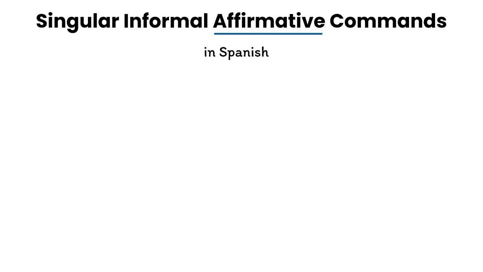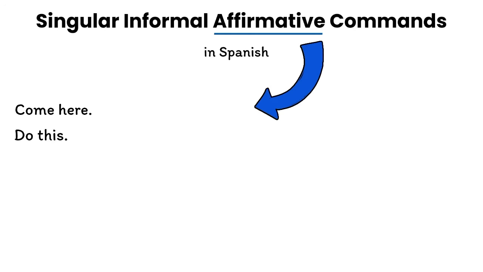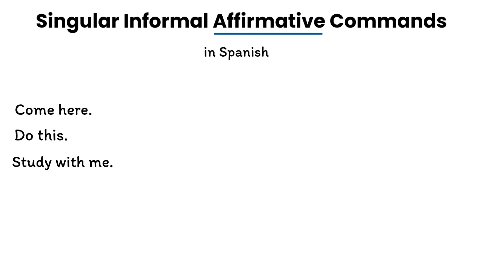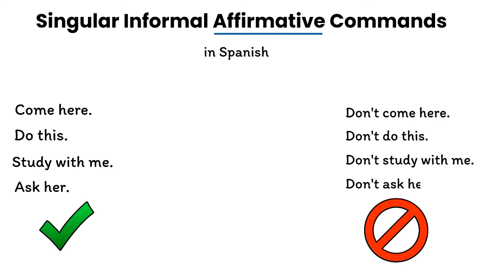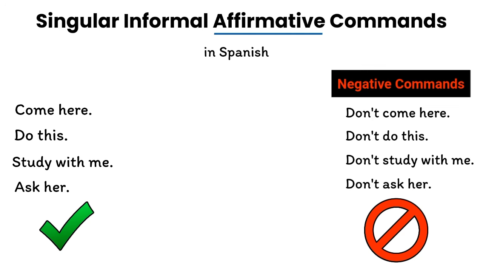Affirmative means that we're learning how to give commands to do something rather than not to do something. So we'll learn how to say things like, come here, do this, study with me, and ask her. Not, don't come here, don't do this, don't study with me, or don't ask her. These are known as negative commands. While in English, we just add the word don't to make commands negative, Spanish adds a few steps, so that will be for another video. All right, let's do this.